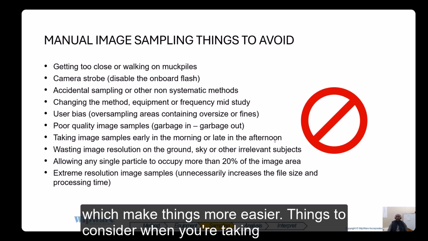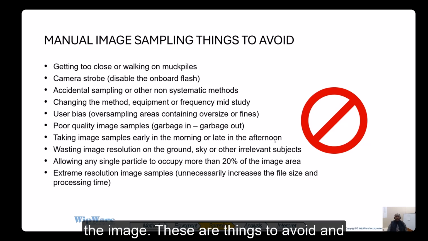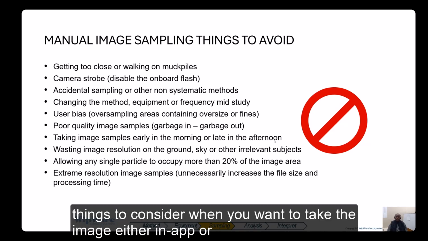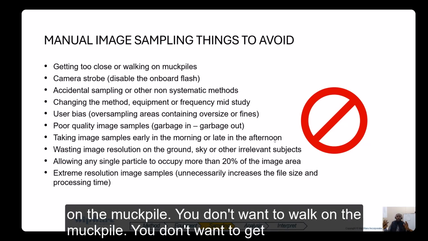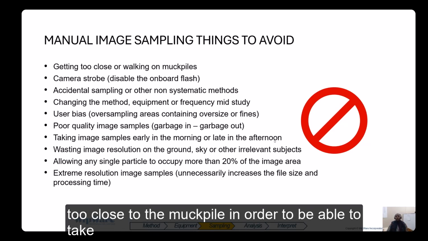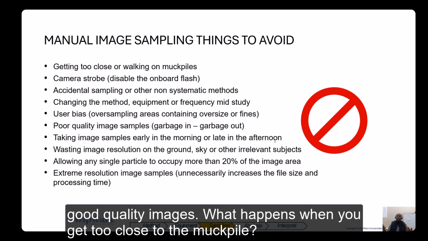Things to consider when you are taking the image. These are things to avoid and things to consider when you want to take the image either in app or with your digital camera. The first thing you want to make sure you avoid is walking on the muck pile. You don't want to walk on the muck pile. You don't want to get too close to the muck pile in order to be able to take a good quality image. What happens when you get too close to the muck pile?